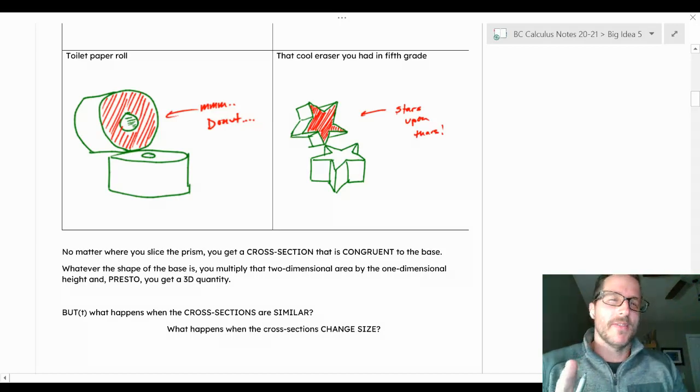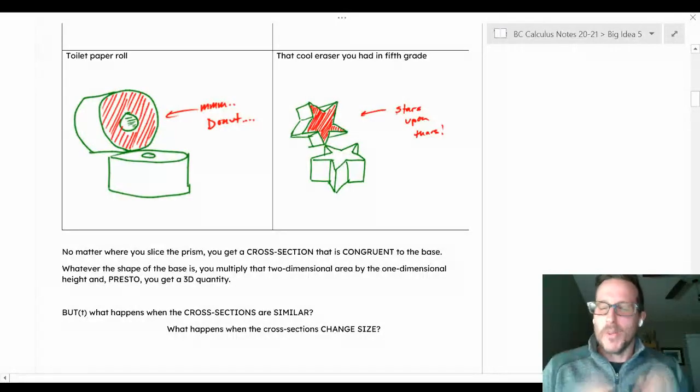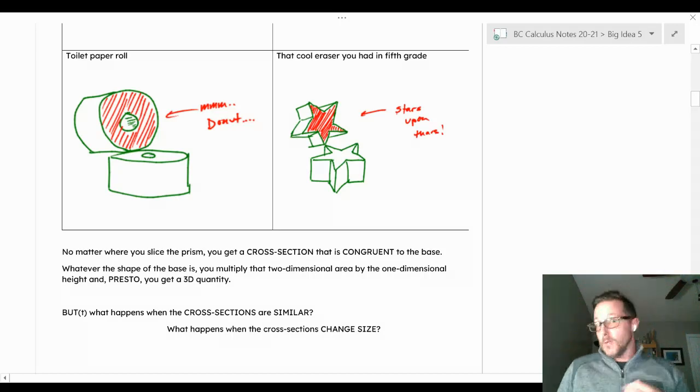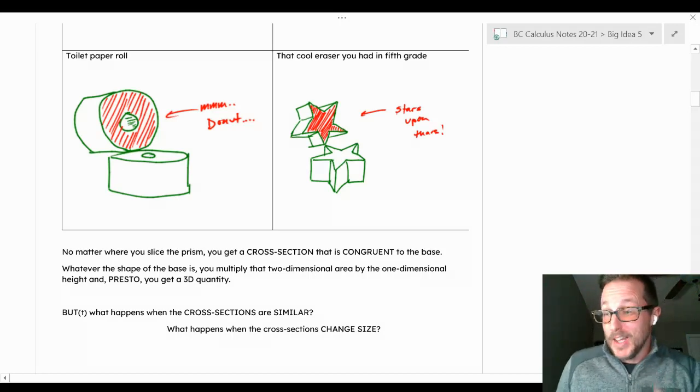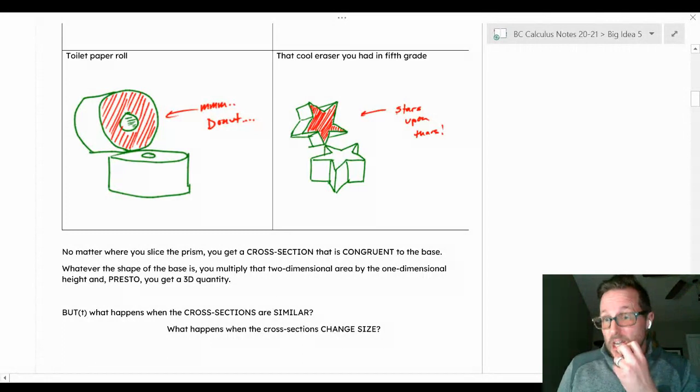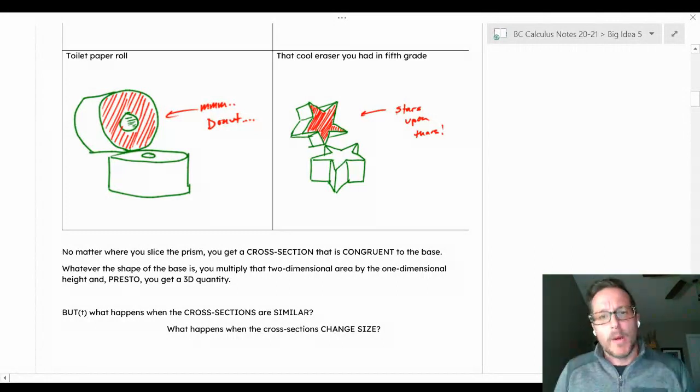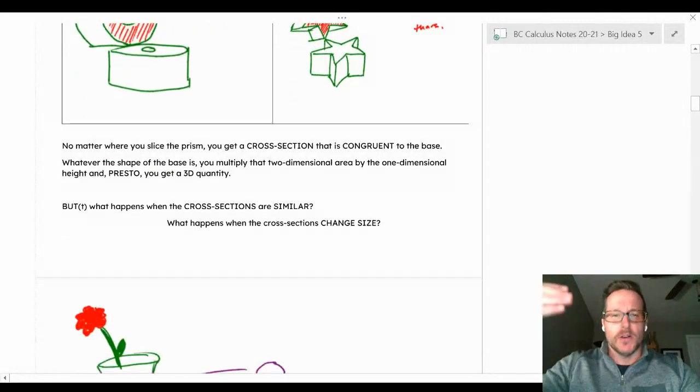But what happens when the cross sections are not the same size? What if they're similar? We're not going to get so crazy where the cross sections change shape, which maybe we could. But here we're just going to talk about what happens when they change size. What happens when they're similar throughout?